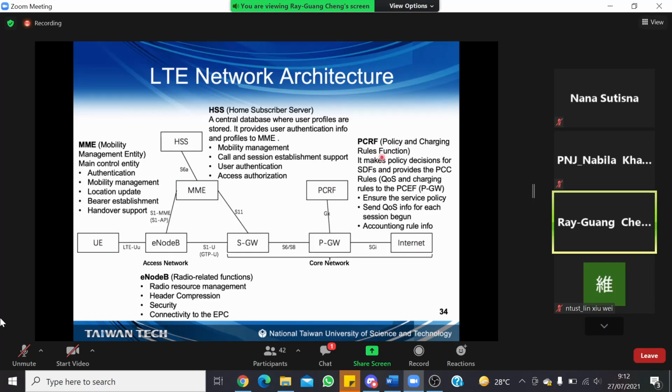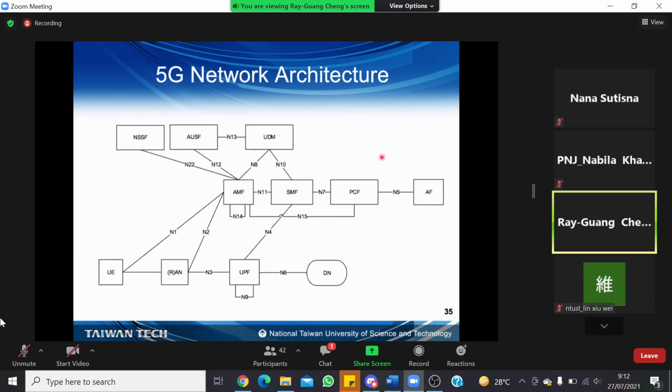So this is for 4G. This is for 5G. It seems more complicated than the previous one, but actually the functions are quite similar.